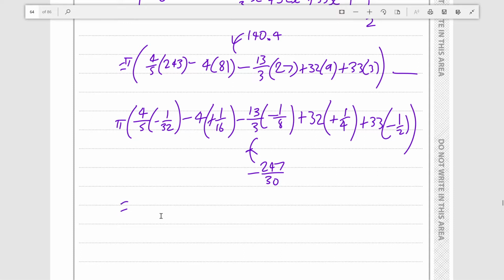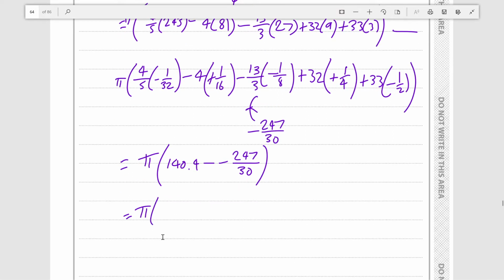So this will be equal to pi times 140.4 minus negative 247 over 30, which is equal to pi times 148.6333 recurring, which ultimately is equal to 466.9453 and so on.